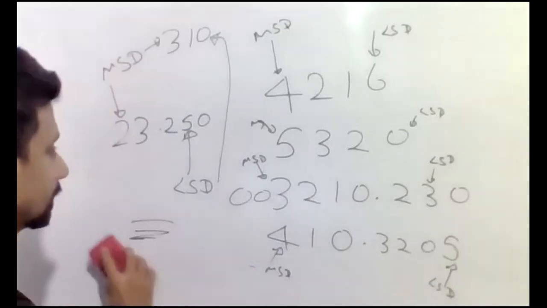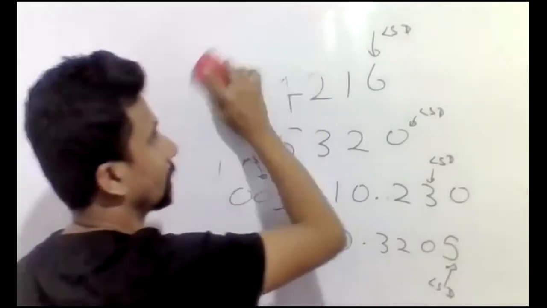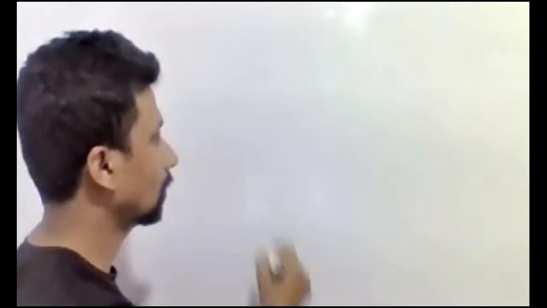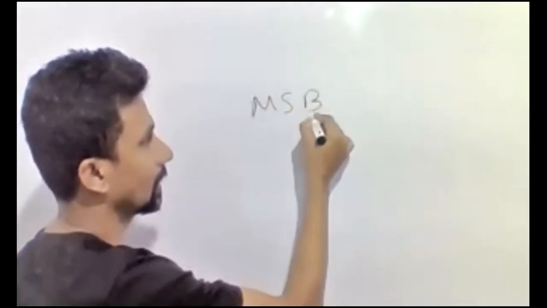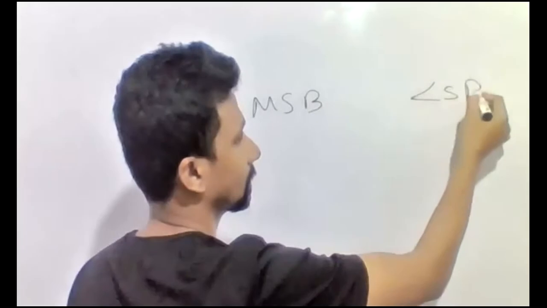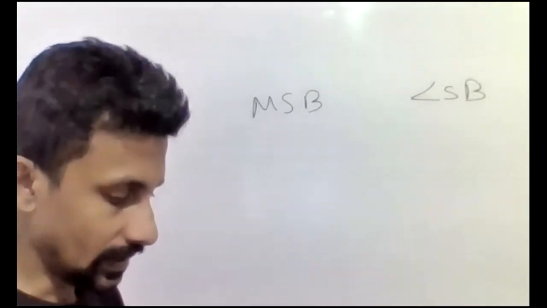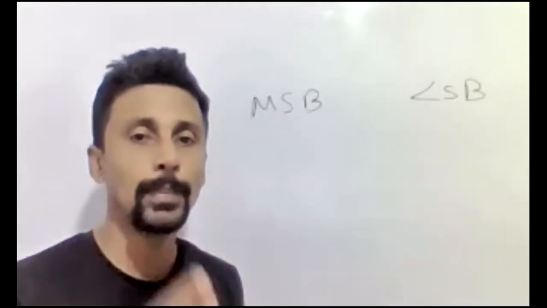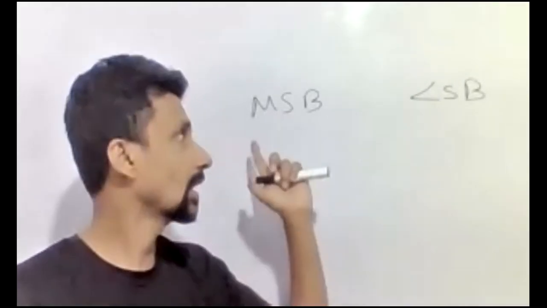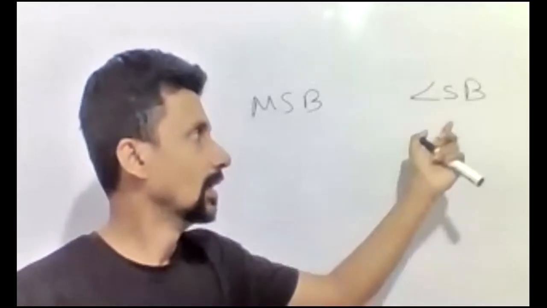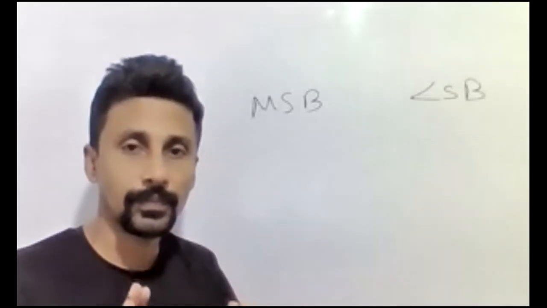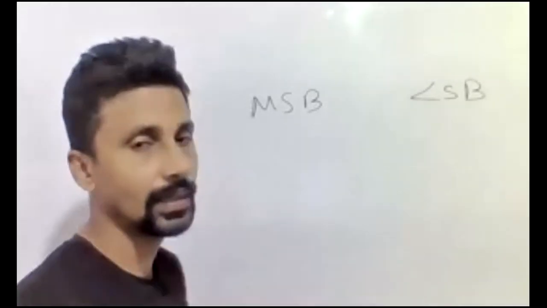There's another thing. There's something called MSB, LSB. Same thing. The difference is, MSB means most significant bit. Instead of digit, the word bit is used, that is the only difference. LSB means least significant bit. Right? But the same rules. We use this for binary values.